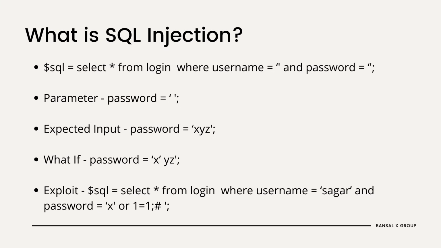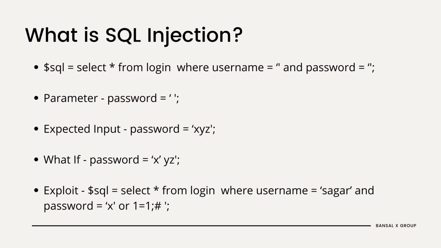So the parameter here, we can choose any of these. Let's say password. This is the expected input: password equals XYZ. But a hacker like me will not give XYZ. I will give X single quote YZ. Now, do you see what just happened there? That X was supposed to be closing with XYZ and then that single quote. However, I just added a single quote and now I have two statements. Password equals X, and then there is another statement which is YZ and single quote.